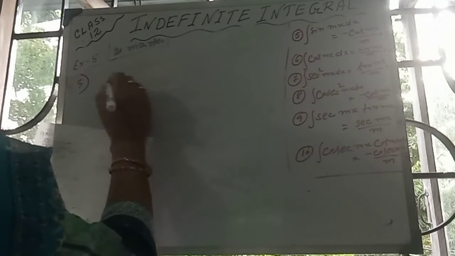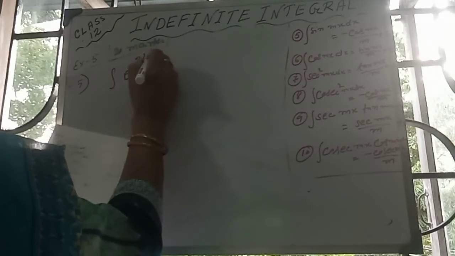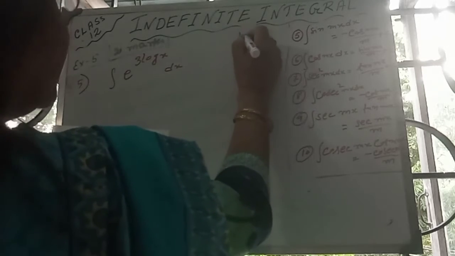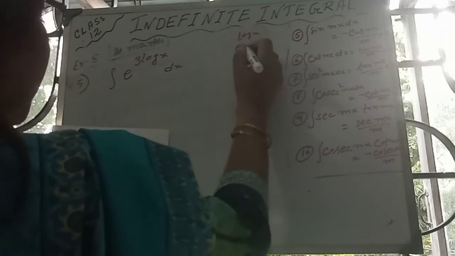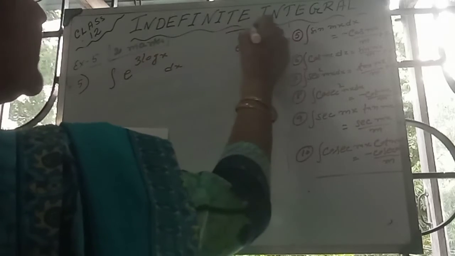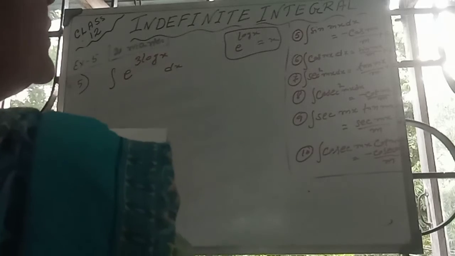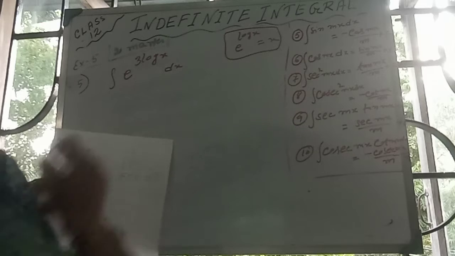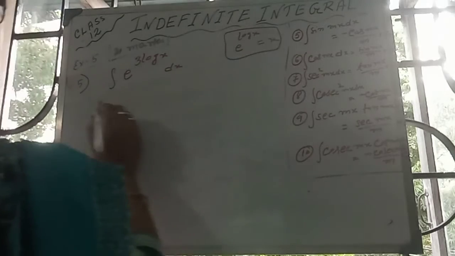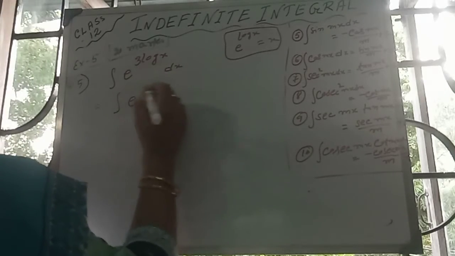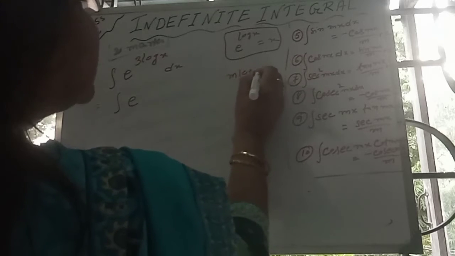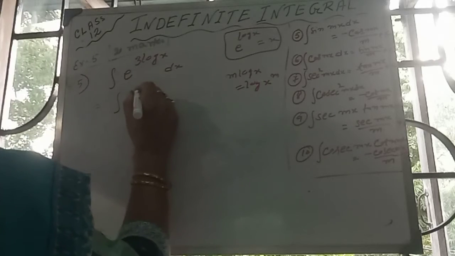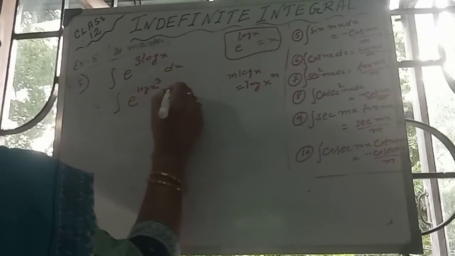Evaluate integral e to the power 3 log x dx. Now, just remember e to the power log x is equal to x always. This is the form. And 3 log x, that means we can write integral e to the power 3 log x. Why? Because m log x is equal to log x to the power m. So here we can write e to the power log x to the power 3 dx.